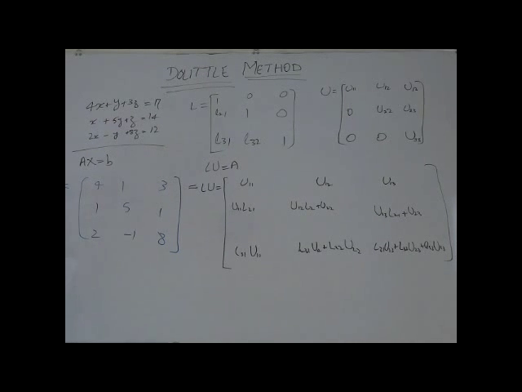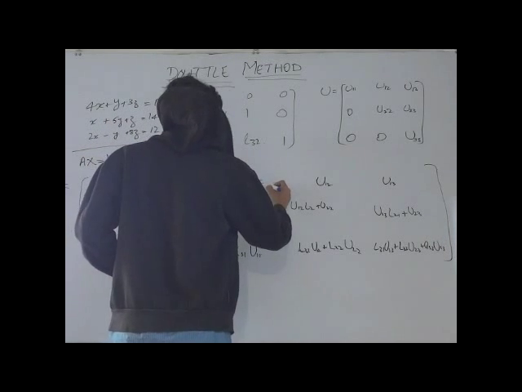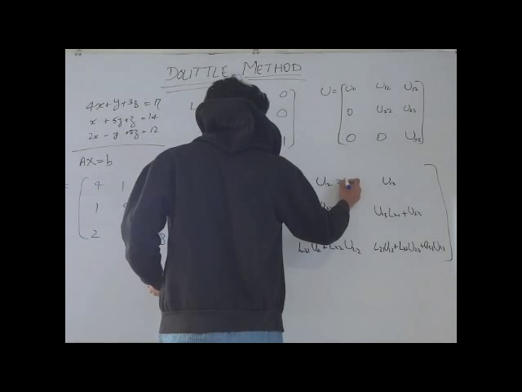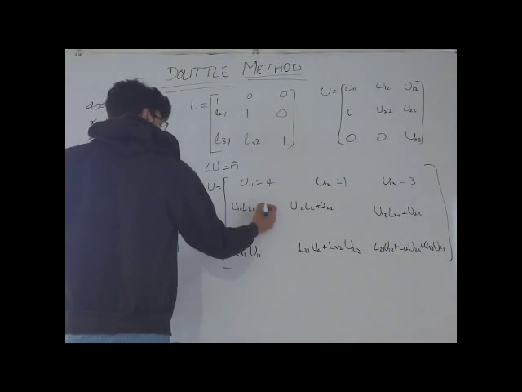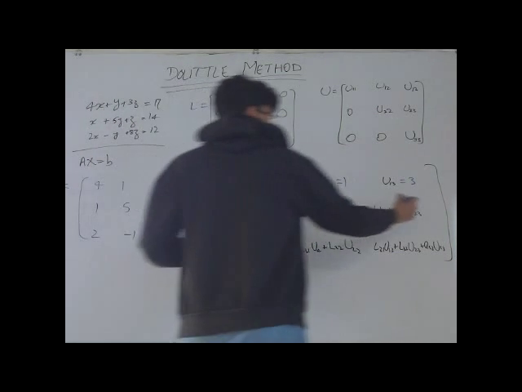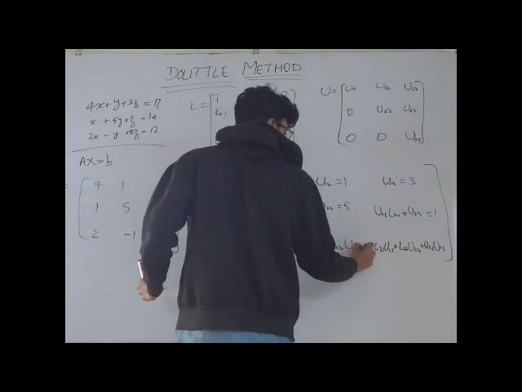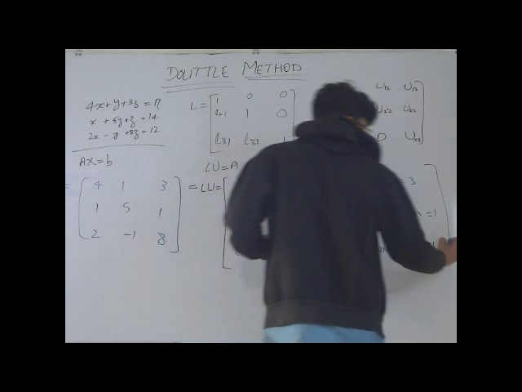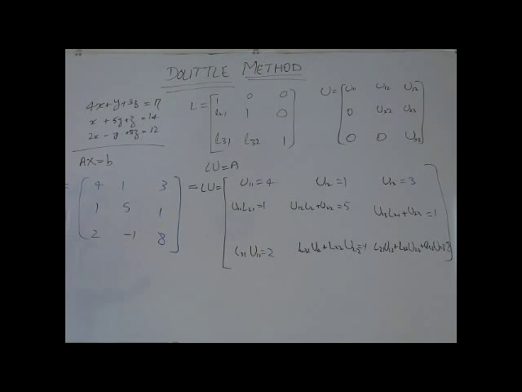Okay. Now, since we said that these two are equal, then by the general matrix rule we will say that U11 is equal to 4, this is equal to 1, this is equal to 3, this is equal to 1, this is equal to 5, this is equal to 1, this is equal to 2, this is equal to 8.